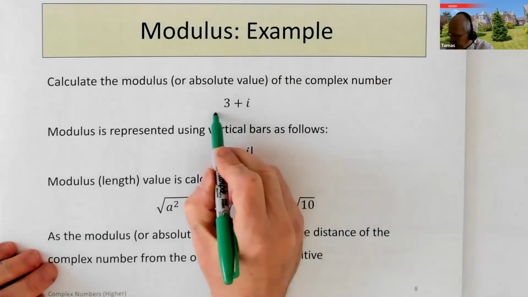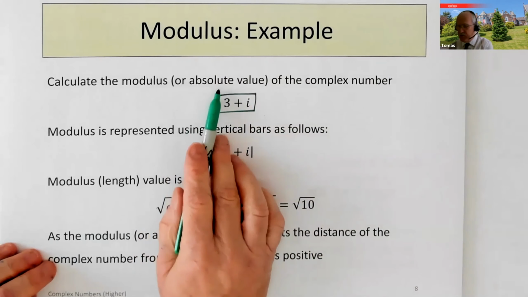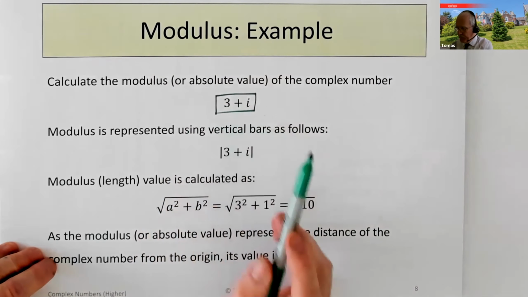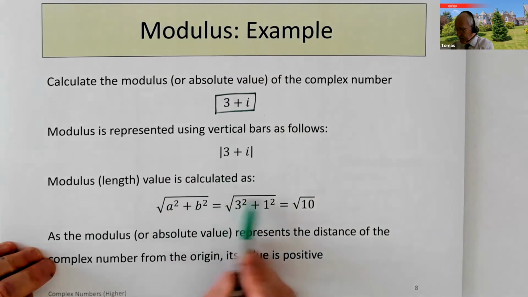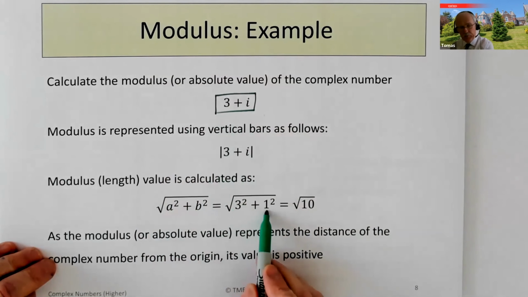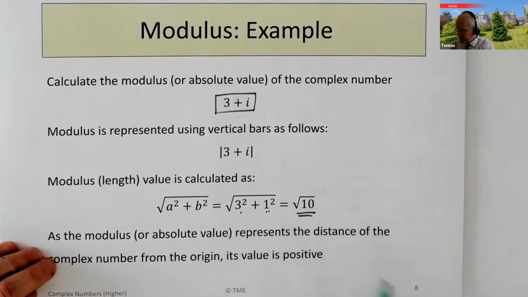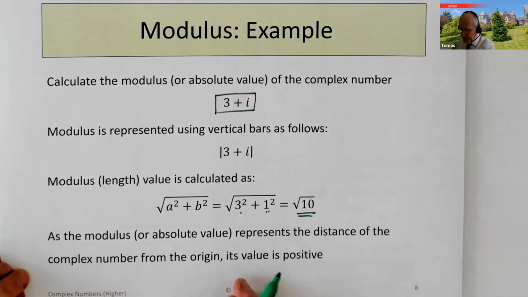So here's the first question. Calculate the modulus or absolute value of 3 plus i. So what you do is you put bars around it. Then you take the square root of 3 squared plus 1 squared. 3 squared is 9, 1 squared is 1, 9 plus 1 is 10, and you get the square root of 10.